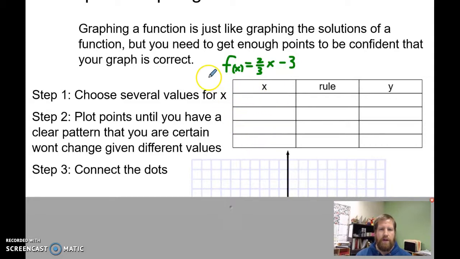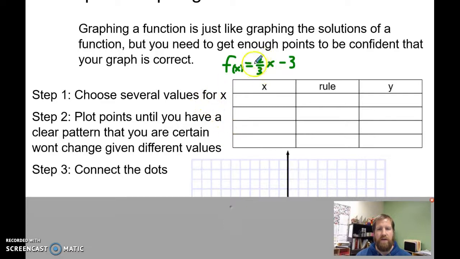Okay, so your first step is to choose several points for your x value. I always choose at least one negative, 0, and at least one positive. But I will sometimes change the points I choose. I won't always just choose -1, 0, +1, and then 2.